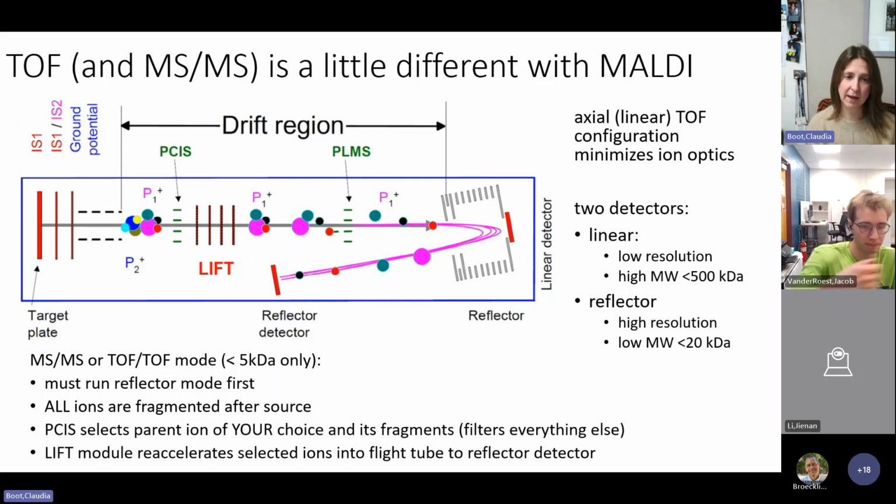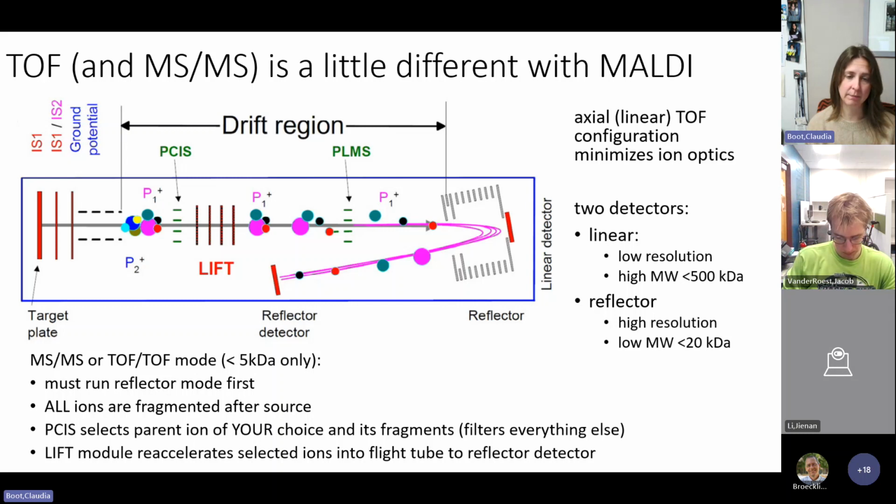And then we can also do MS-MS with this system. For things that are less than 5 kilodaltons, you have to run the reflector direct mode first to figure out what the m/z of the ion is that you're interested in. Then all the ions are going to get fragmented after the source, and this pick selects the parent ion that you told it you wanted to see from the reflector detector. And so that's the only one that comes out.